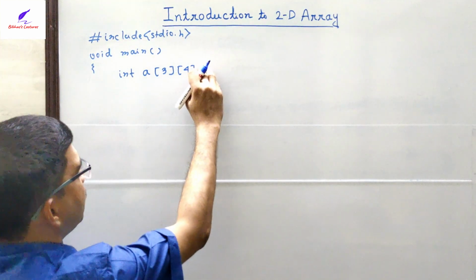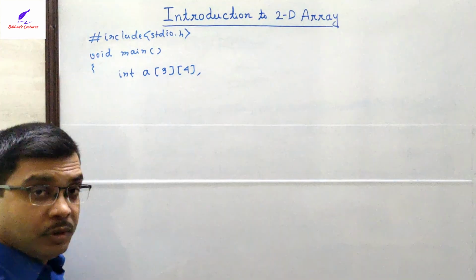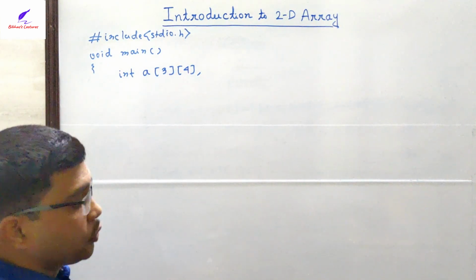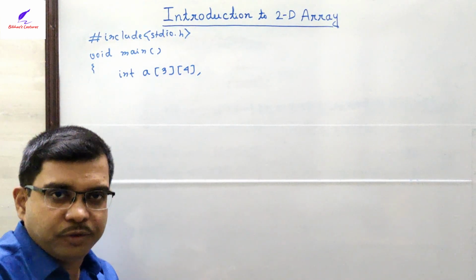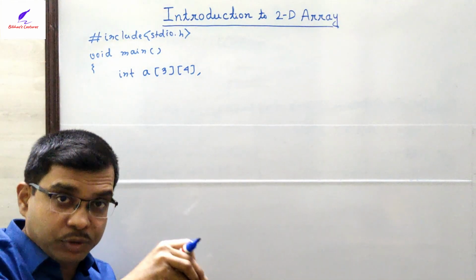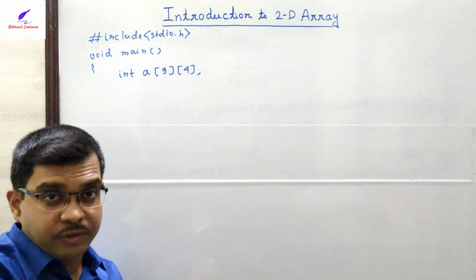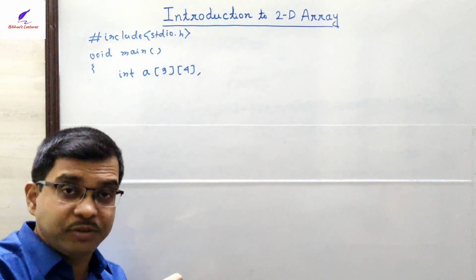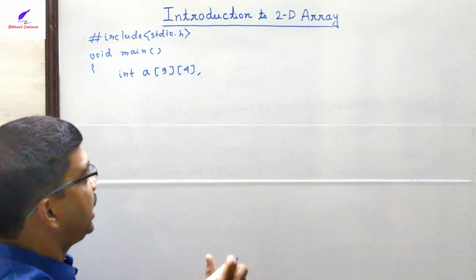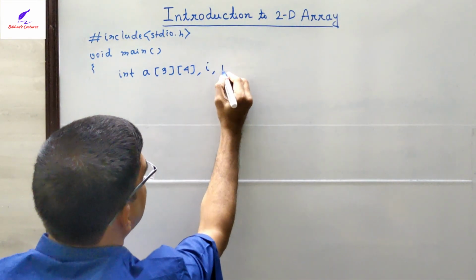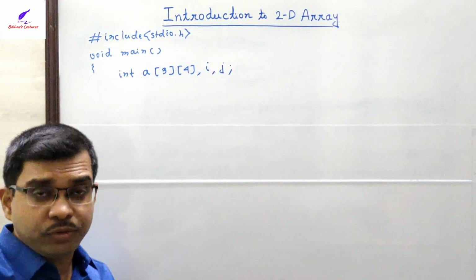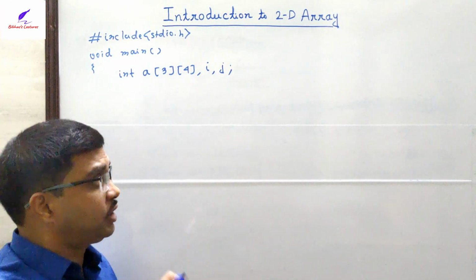Apart from this, since we have to store values into this 2D array, and after storing the values we have to retrieve them, and since we are dealing with a 2D array, we have to track both the rows and columns. That means we have to work with the indices of the rows and columns. So for that we are declaring another 2 variables, i and j, which will track the index of a particular row and column.